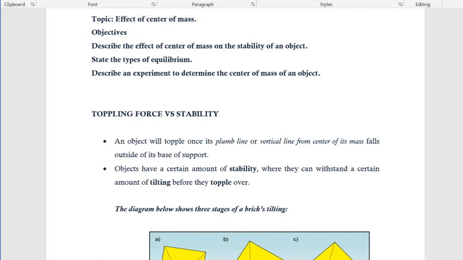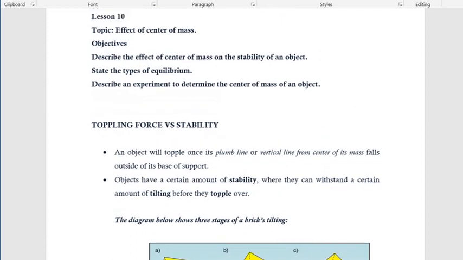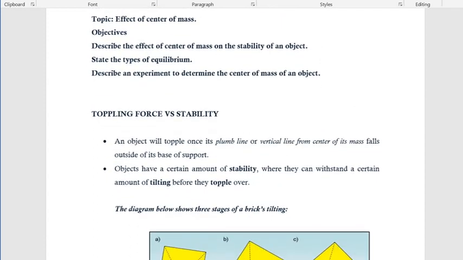What's also important in this lesson will be the aspect of how you can find the center of mass for an irregularly shaped object. Because you'll find that for objects that have regular geometrical shapes, the center of mass is usually easy to determine. But for irregularly shaped objects, we'll see in this lesson how we determine the center of mass for such an object.